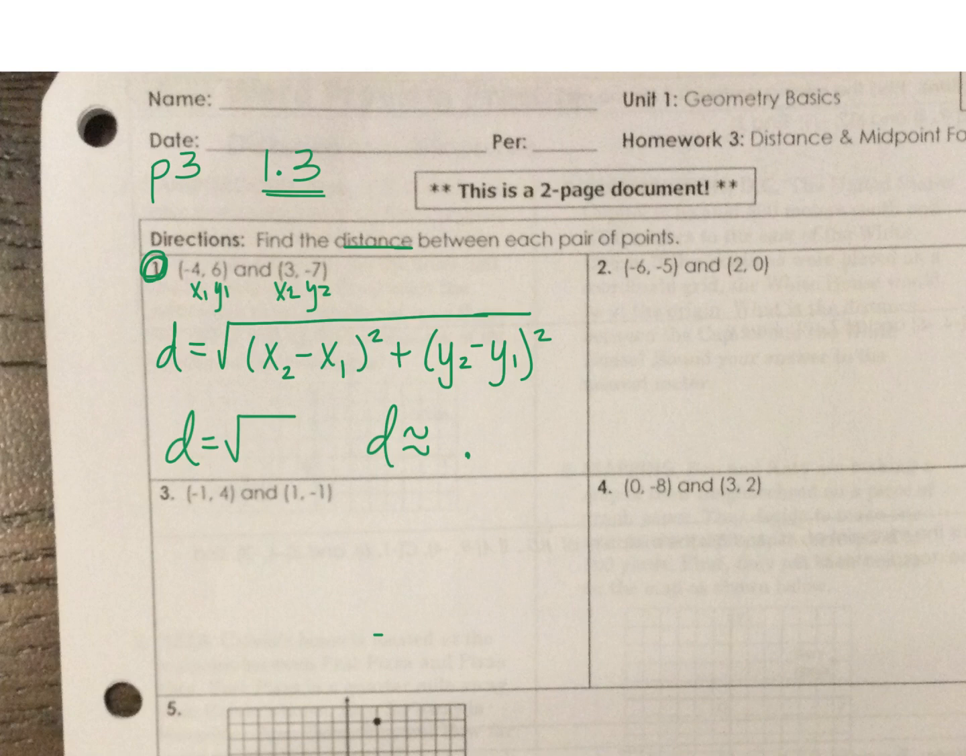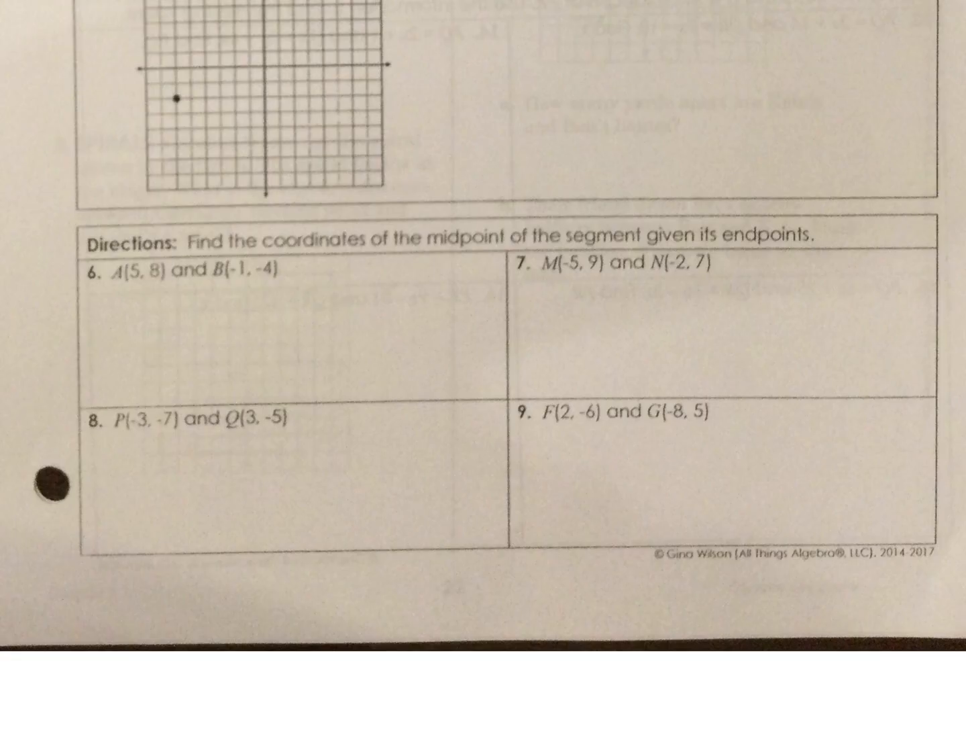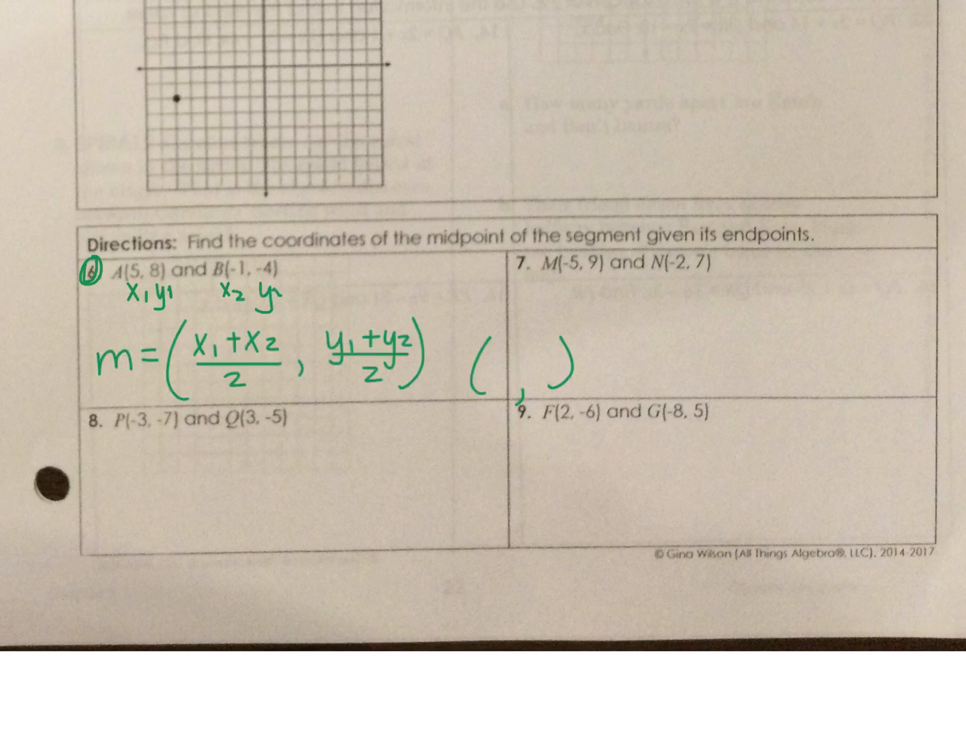After you do number 1, look down at number 6. I need you to do number 6 next. Remember, X1, Y1, X2, Y2. To solve this one, you'll use the midpoint formula, and remember that you'll do the x's, and then you'll put your answer right here, and then separately, you'll do the y's and put your answer right there. So do 1 and 6. When you're done with that, we're going to flip back to page 2.